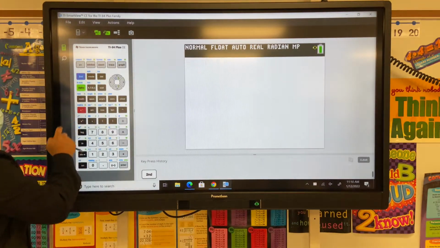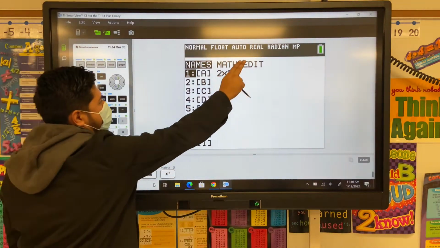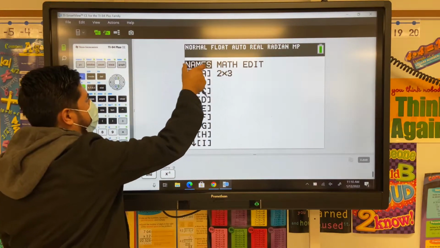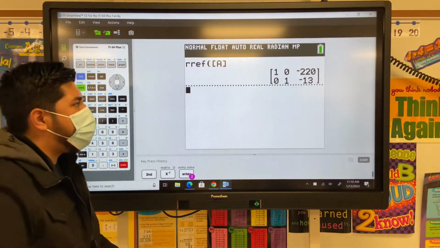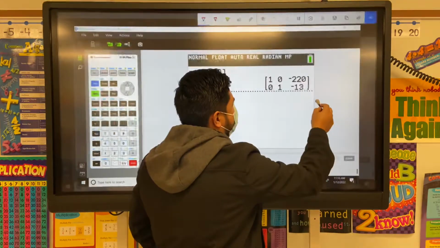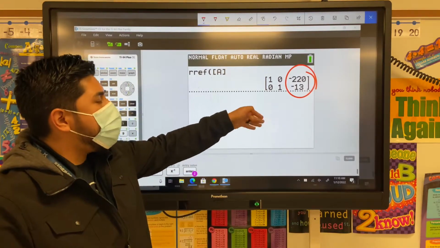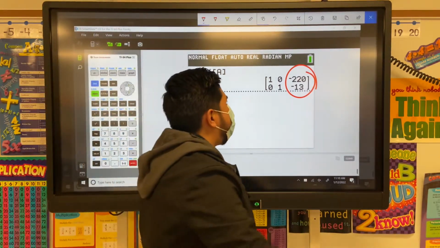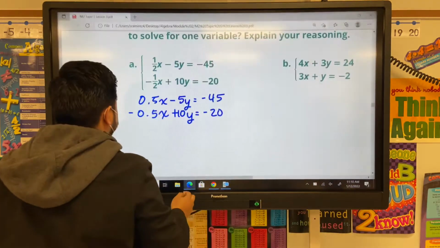Second matrix one more time, and we're just gonna click the one that says 2 by 3. We're not editing it anymore, we're just using what's already there. And there's my answer. Pretty cool. What are my answers? These numbers in the back: -20, -220, -13. I'm definitely gonna write it down real quick, just so we can talk about it.